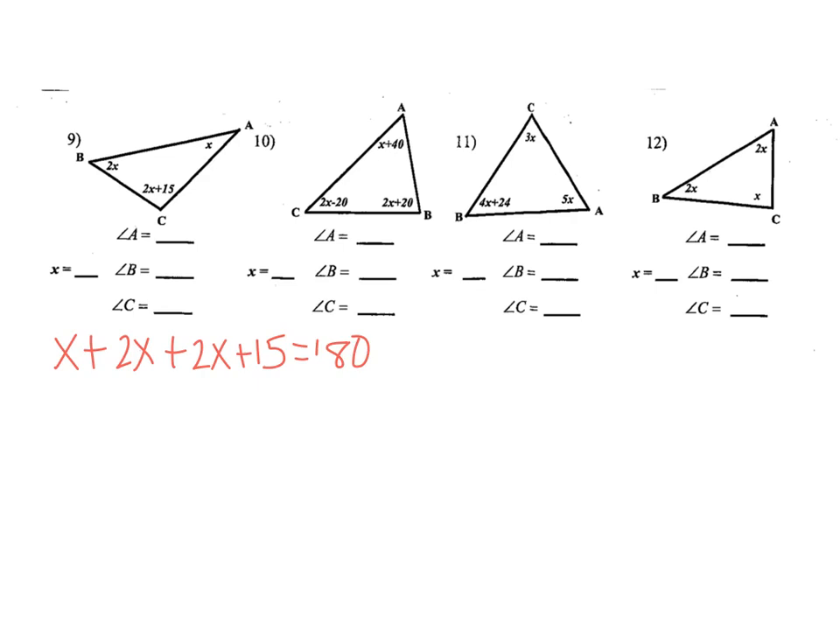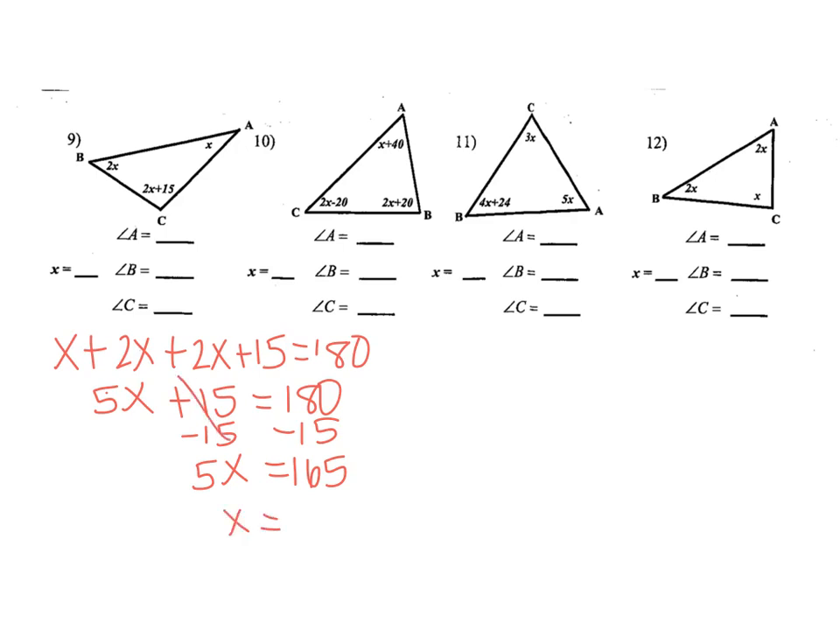I'm going to combine like terms, so x plus 2x is 3x, plus another 2 is 5x, plus 15 equals 180. All right, I'm going to subtract 15 on both sides. 180 minus 15 is 165 equals 5x. I'm going to divide by 5, and I'm left with x equals 33.